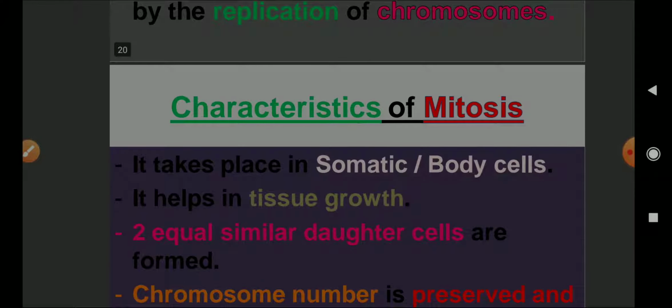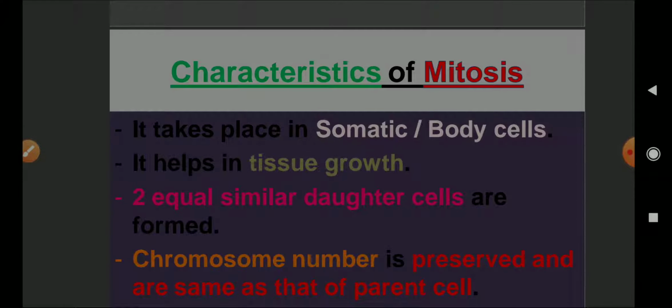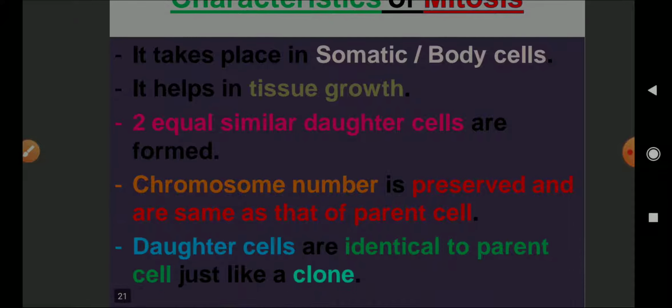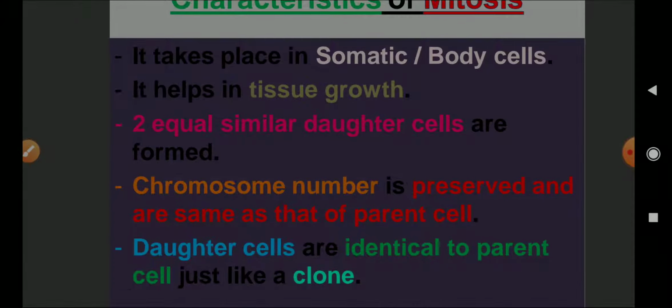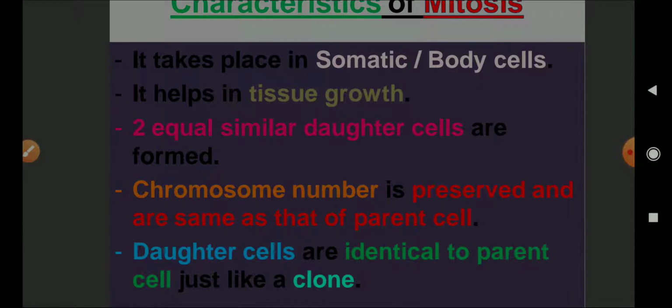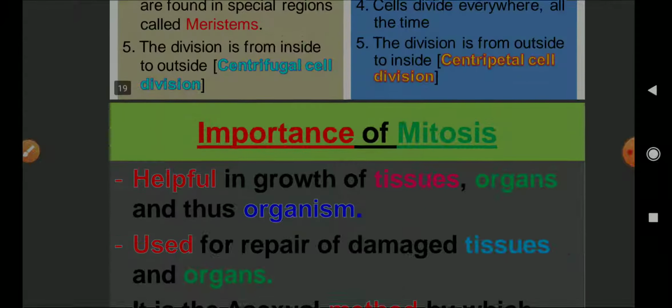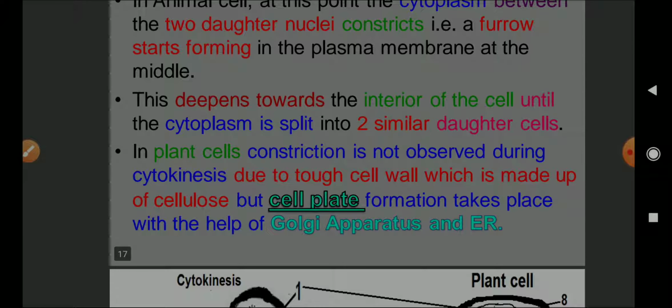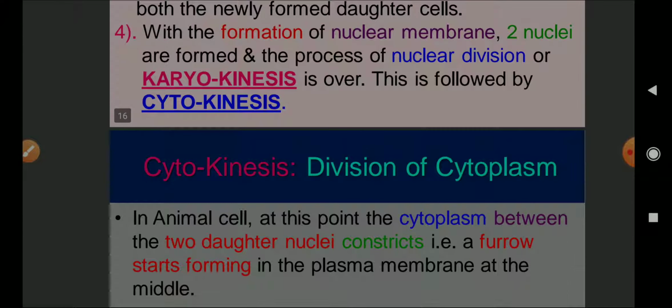Characteristics of mitosis: it takes place in somatic body cells. It helps in tissue growth. It produces two similar, equal daughter cells having the same number of chromosomes as that of the parent cell, or you can say it is just like a clone. So this is all about mitosis. At this level, this information and explanation of mitosis is enough, because it is related to 10th standard.